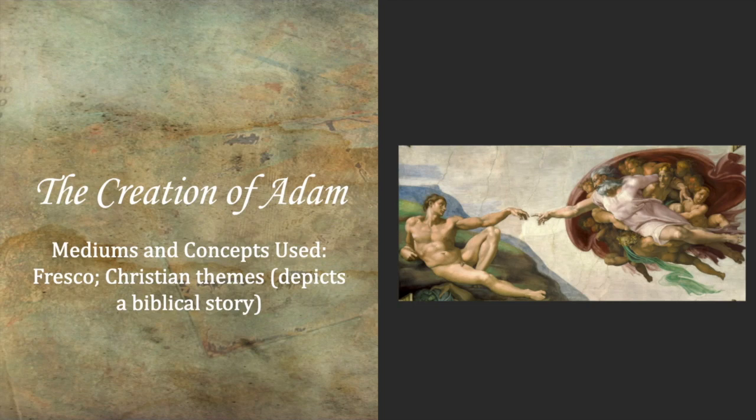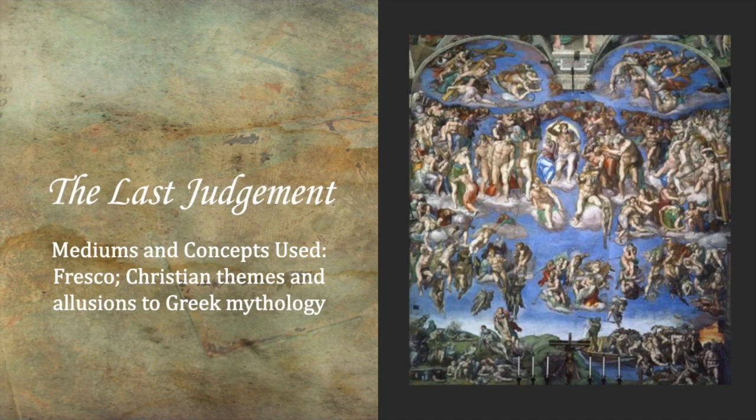Some more examples of Michelangelo's artworks, especially of his mediums and concepts, would be the creation of Adam, where fresco was used, as well as Christian themes, which depicts a biblical story. Another example would be the Last Judgment, which is also known as the Sistine Chapel painting, and the mediums and concepts used was fresco, as well as Christian themes and allusions to Greek mythology.